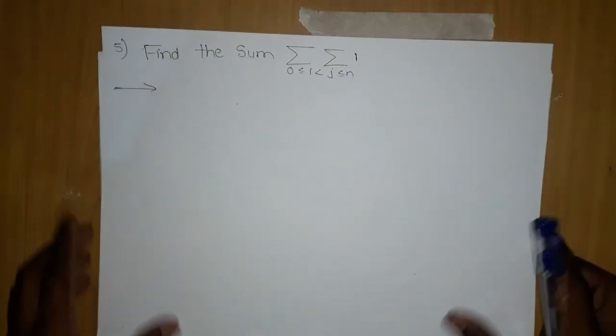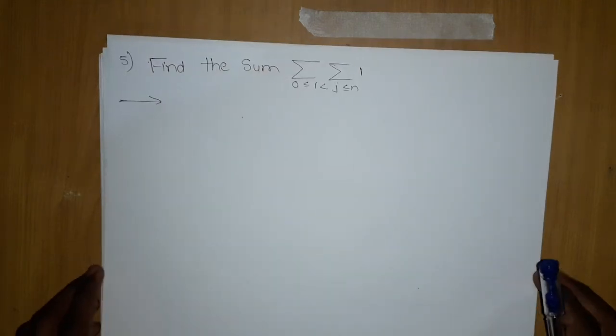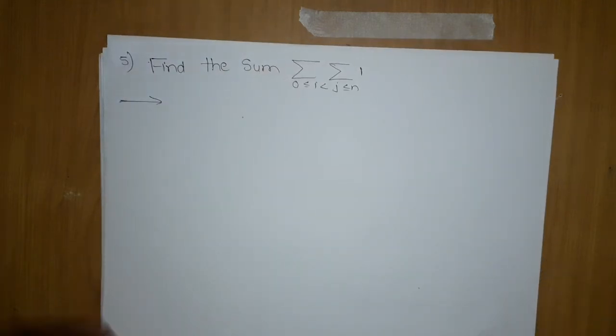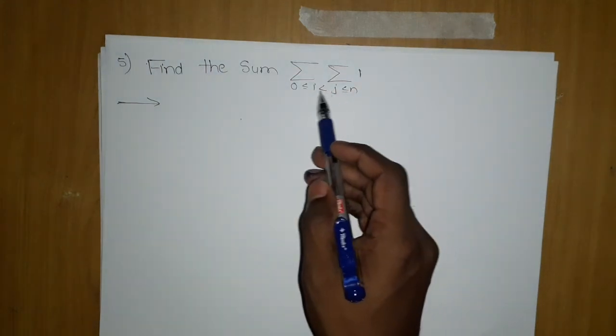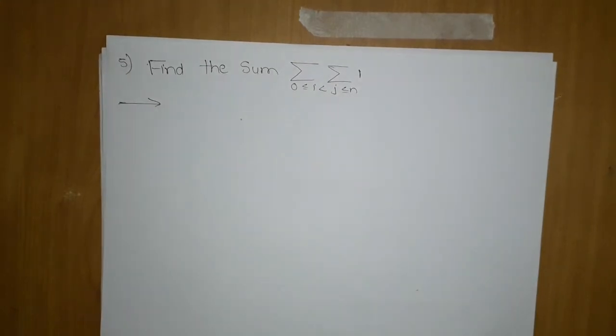This is the next question, which says: find the sum of the double summation over 0 ≤ i ≤ j ≤ n of 1. How can we solve it?